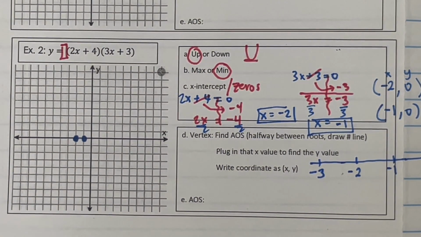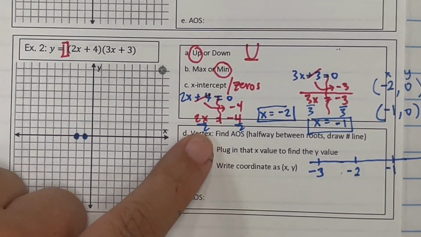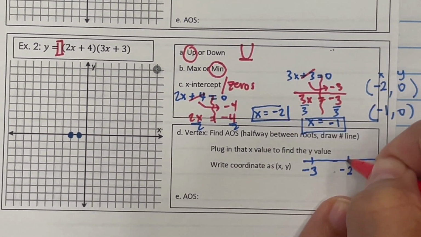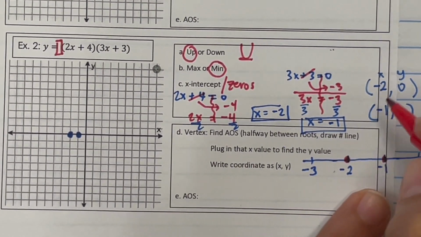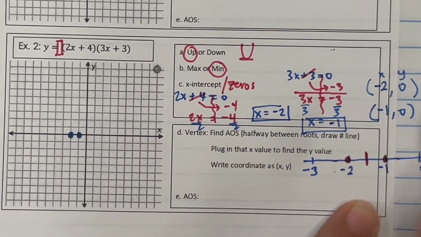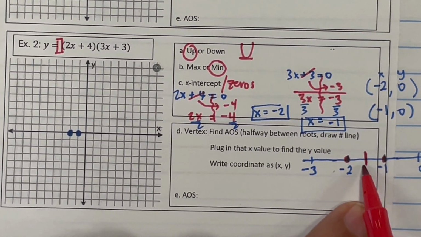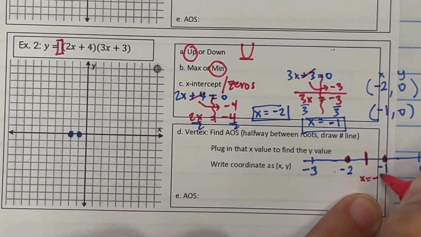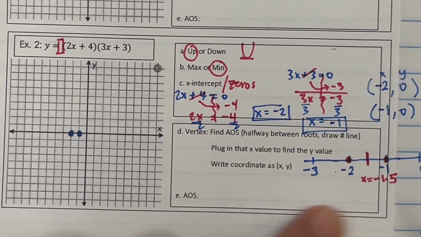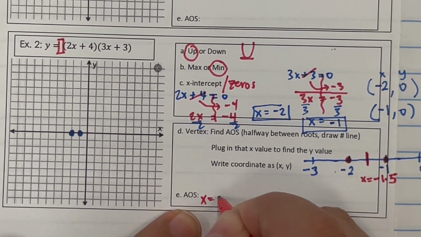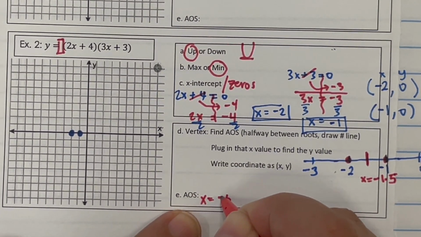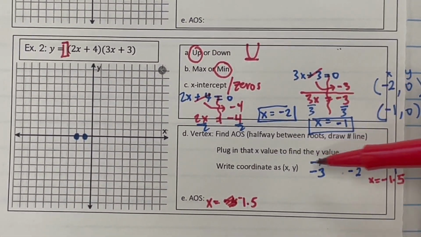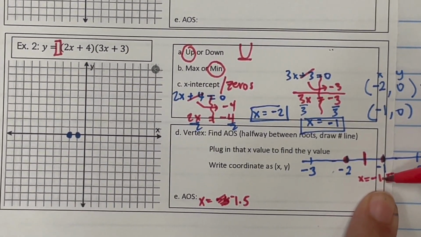All right, it says halfway, so I'm going to find my vertex by finding my axis of symmetry halfway between the roots. Right now it's between -2 and -1. So what's the halfway point between these two? Well, this is going to be -1.5. So my x value is equal to -1.5, which is my axis of symmetry. So x equals -1.5. That's the x value for your vertex.